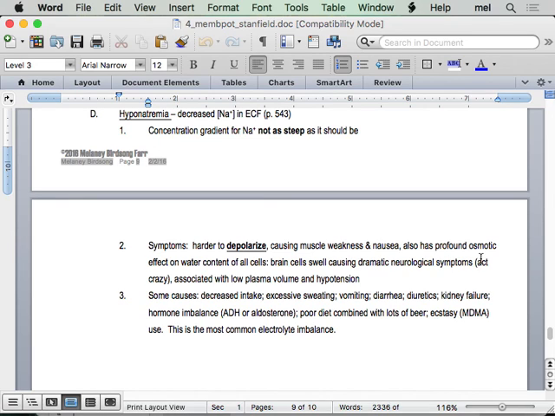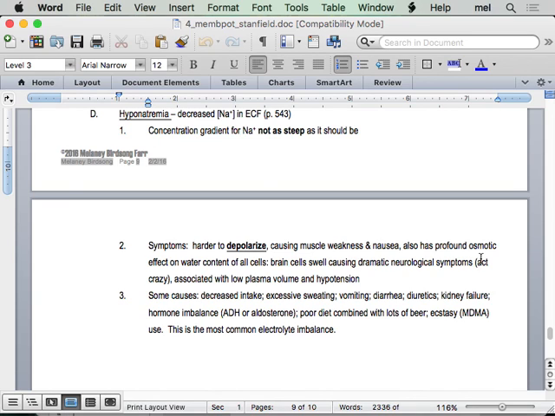Low sodium extracellular fluid. Okay, so that means that the concentration gradient for sodium is not as steep as it should be. So it should be 15 to 1, right? Now let's say it's 5 to 1. Okay, that means that when I try to depolarize to get an action potential, I'm going to have trouble, right? So I'm going to be pretty sluggish, because it's not going to move very quickly at 5 to 1, right? Okay, so it causes muscle weakness and it causes nausea.